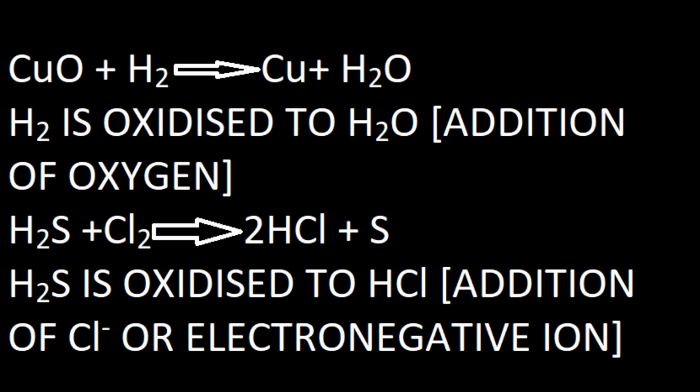Then you see the second reaction, H2S plus Cl2 arrow HCl plus S. Now here H2S is oxidized to HCl. In the second reaction H2S is oxidized to HCl means addition of chloride ion, which is electronegative. In both the reactions, oxidation is addition of oxygen as well as the addition of chloride ion.